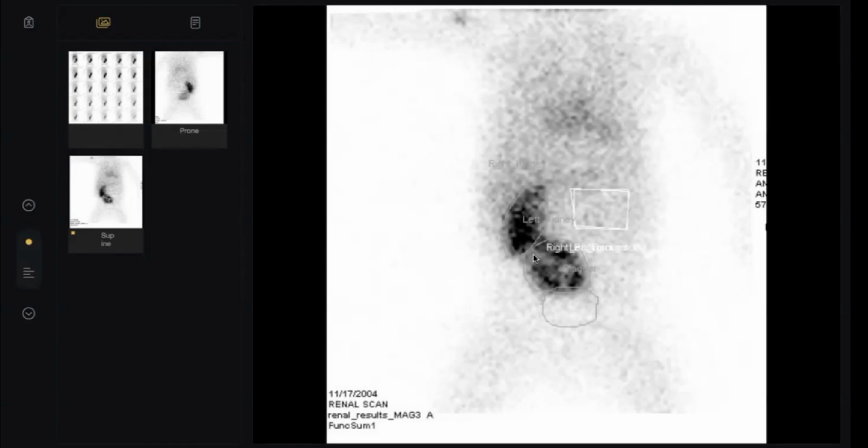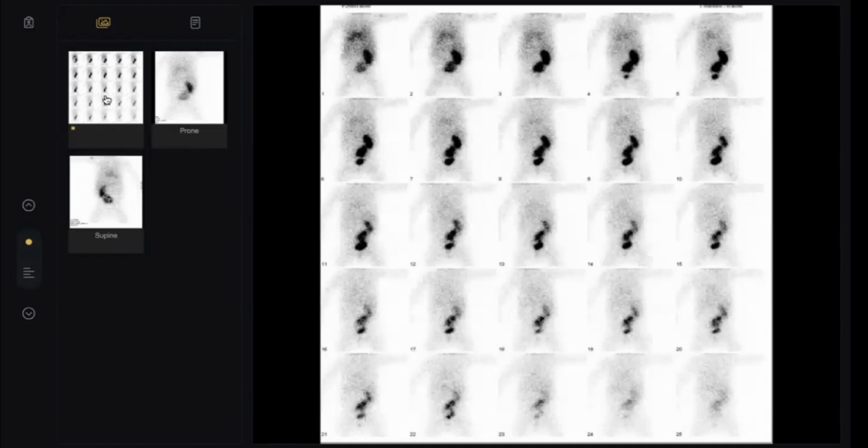I think the parenchymal uptake is continuous. So what is the name of this abnormality? Crossed fused renal ectopia, most probably. What is the complication of crossed fused ectopia? Maybe obstruction, hydronephrosis, and infection due to the kink of the ureter.